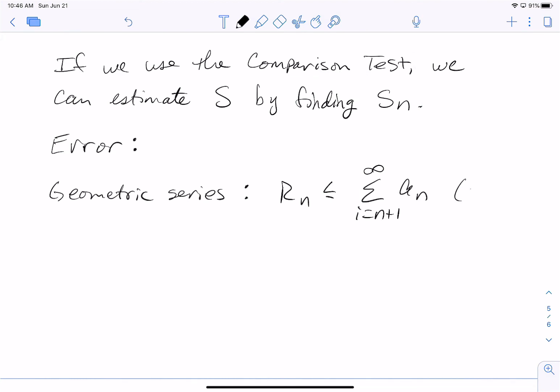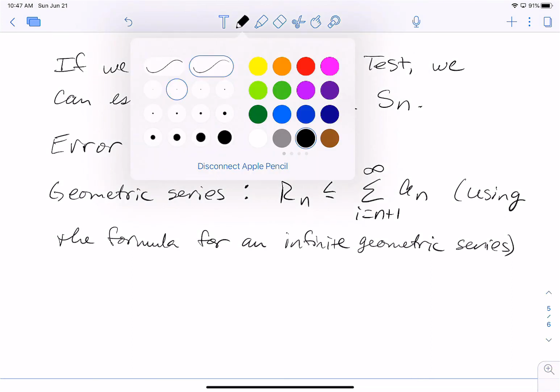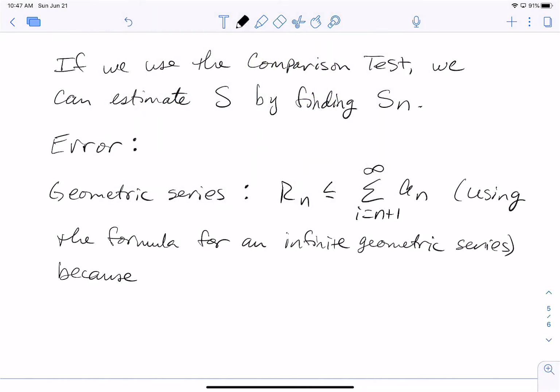We would find that sum using the formula for an infinite geometric series, and the remainder is less than that sum because if we use the comparison test, sigma a sub n is less than or equal to sigma b sub n. In this case, the geometric series would be the b sub n series.